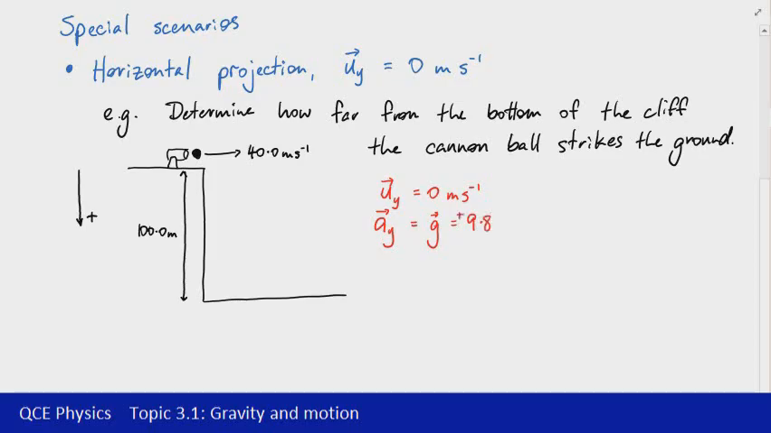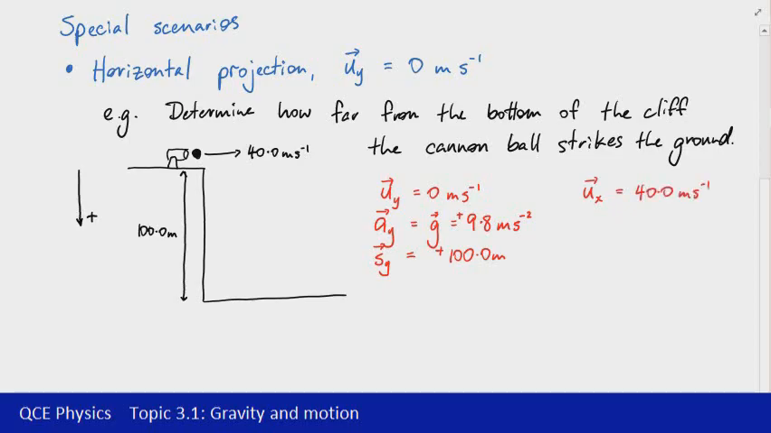I'll just put a little positive there to remind us that that's 9.8 meters per second squared. And we know that the vertical displacement of the cannonball, because it starts at this point here and then falls to some lower point, is going to be 100 meters below where it started, and so that will also be positive, 100 meters. The only other quantity that we know, if we look in the horizontal direction, is that the initial horizontal velocity is 40 meters per second.